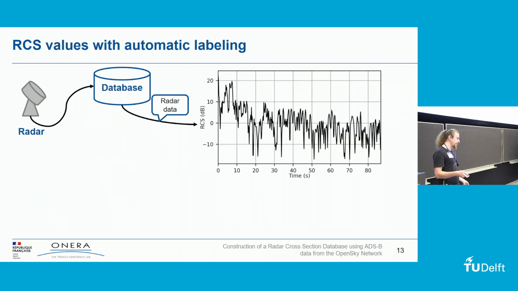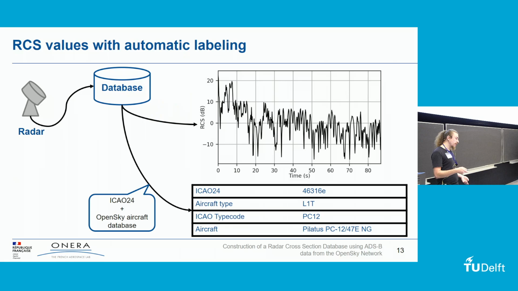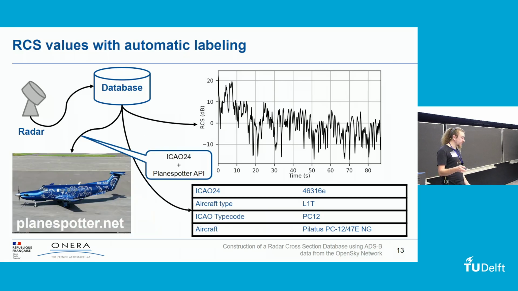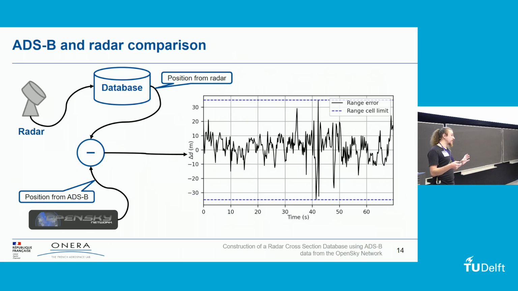Then what we can do is compute the actual radar cross-section. So for that, we need the radar data. We need to know the distance of the aircraft. Then we have the ICAO-24. We can use the OpenSky aircraft database to learn a thing or two on the aircraft. And if you want to play, you can also look at a nice photograph of the aircraft thanks to the PlaneSpotter API. Then what we can do is compare the radar data and the ADS-B data.